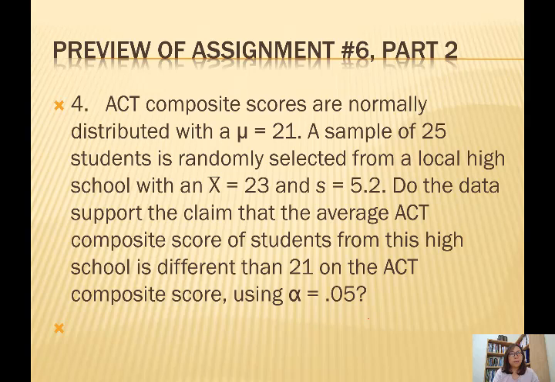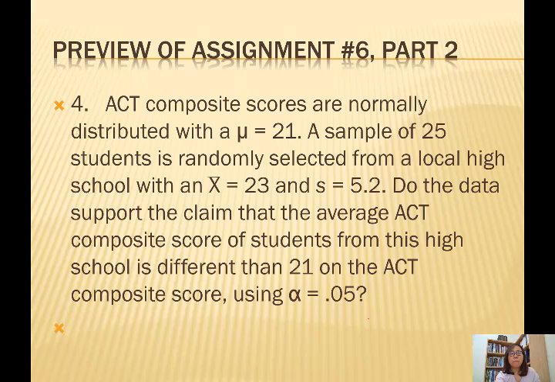Number 4 says ACT composite scores are normally distributed with the mu of 21. A sample of 25 students is randomly selected from a local high school with an X bar, or the sample mean, of 23 and the standard deviation of 5.2. Do the data support the claim that the average ACT composite score of students from this high school is different than 21 on the ACT composite score using alpha of 0.05?